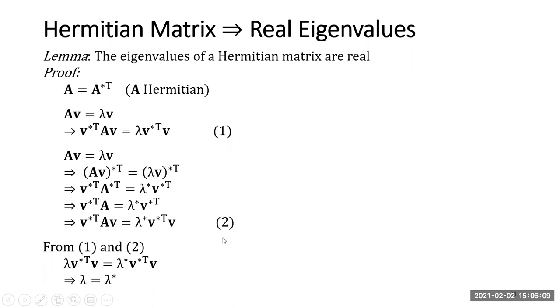So if lambda is equal to its complex conjugate, then its imaginary part must be 0, right? It must be a real quantity. Therefore, we conclude that lambda is real. Are you guys okay? Yes. Therefore, lambda is real.